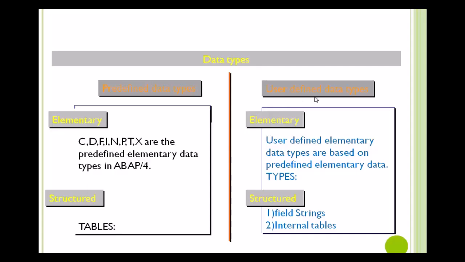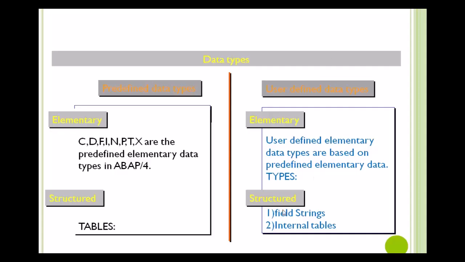Then on the right side there are user defined data types. Based on predefined data types, the user can create their own data types. There is a keyword called TYPES. User defined elementary data types are based on predefined elementary types. So again, as a user, you can create them based on the predefined types by using the TYPES keyword.